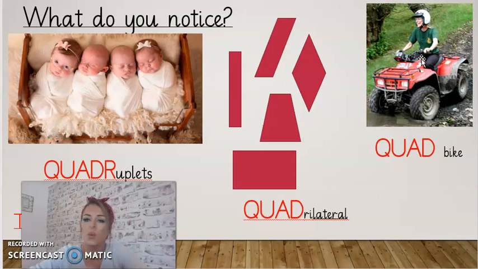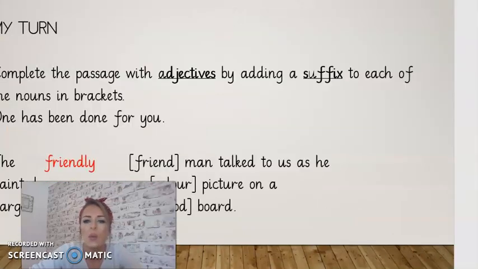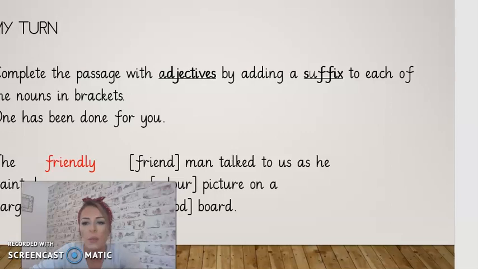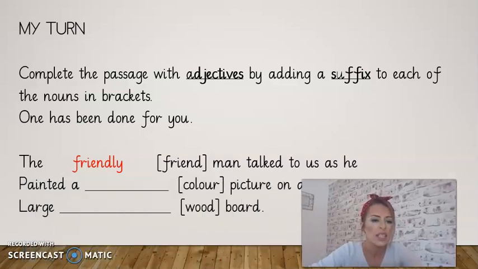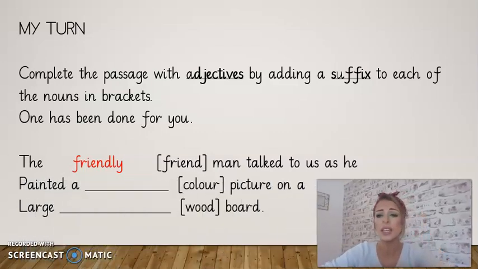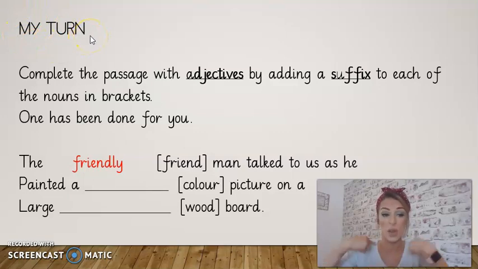We are going to move on and think, as I said earlier, about suffixes and prefixes. As we remember, prefixes go on the beginning of a word and suffixes go on the end of the word. In this lesson, I am going to show you how to do a question. You can see at the top it says my turn. You don't need to do this question. This is me showing you how to do it.